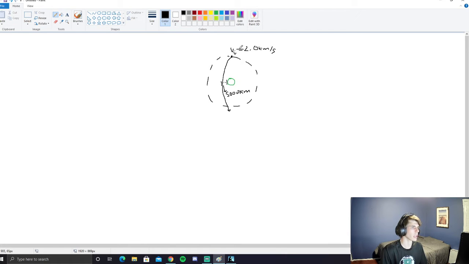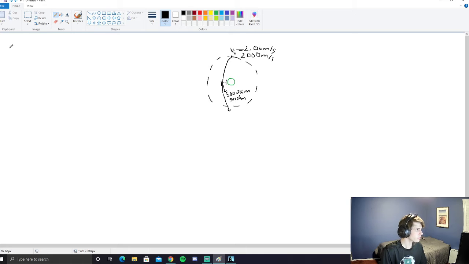Now let's write both of these in terms of meters so we don't forget to convert our units later. So 2,000 meters per second, and I'm going to write this one in scientific notation, 5 times 10 to the 6th meters. So now we have to think about how to do the problem itself. The way I thought about it was in terms of energy.